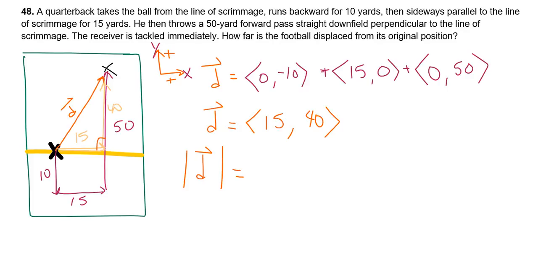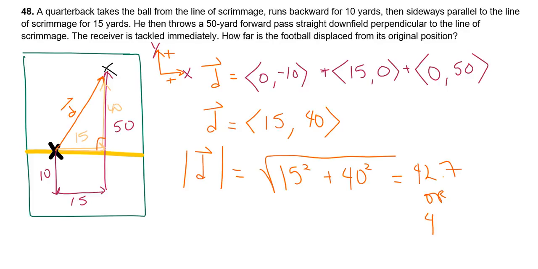And because we know the x and y components, this is going to become simpler to solve, where we just take the squares of each and add them, and then take the square root. So 15 squared plus 40 squared, and then you take the square root of all of that. So once you do that, you'll get that the magnitude of the displacement is 42.7, or if you're rounding it, 43 yards.